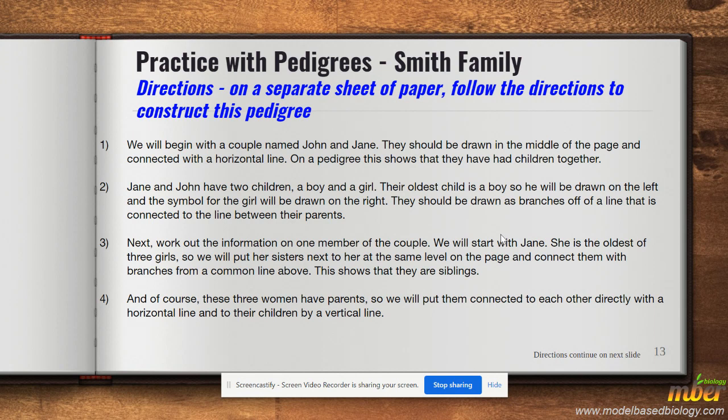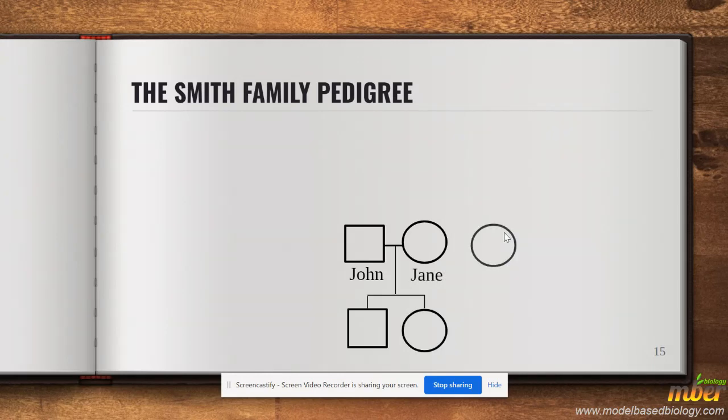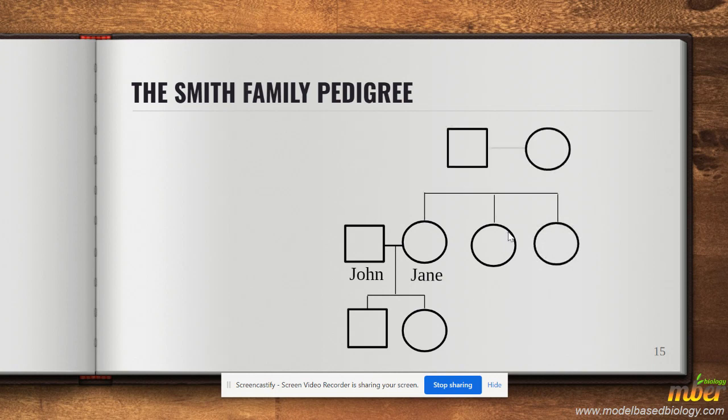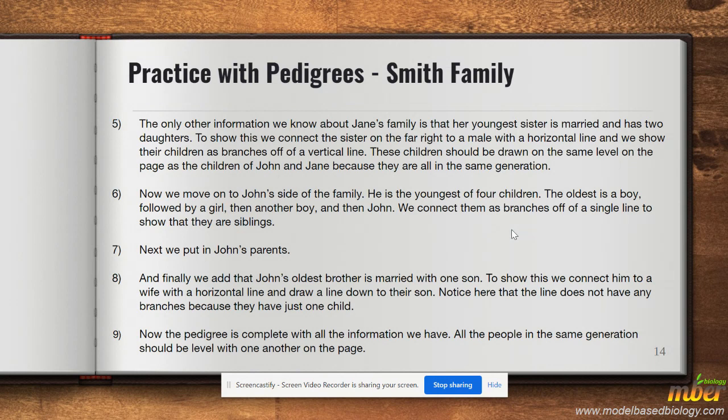And of course, these 3 women have parents, so we will connect them to each other directly with a horizontal line and to their children with a vertical line. So John, Jane, connected. Their 2 children, Jane's sisters, and their parents. Awesome. So we're going to go back to this and we're going to finish the rest.